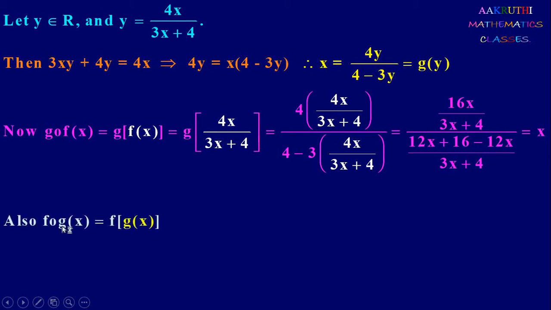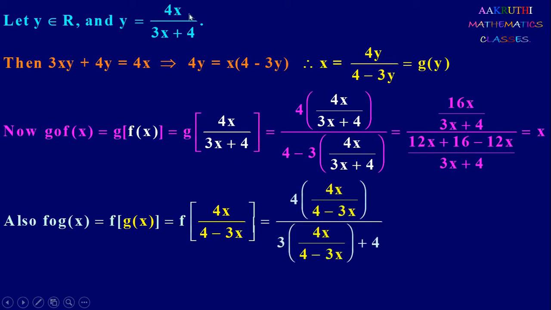So also we find f composite g of x. f composite g of x is f of g of x. Here we have g of y is 4y divided by 4 minus 3y. So therefore g of x is 4x divided by 4 minus 3x. So therefore it is f of 4x divided by 4 minus 3x. Now it is of the form f of x and here we have f of x is 4x divided by 3x plus 4. In place of x you have to write 4x divided by 4 minus 3x.